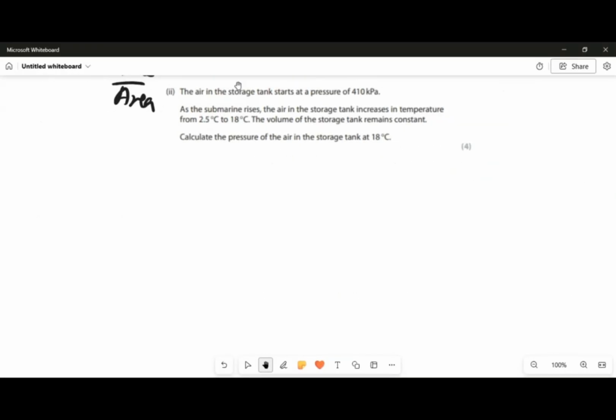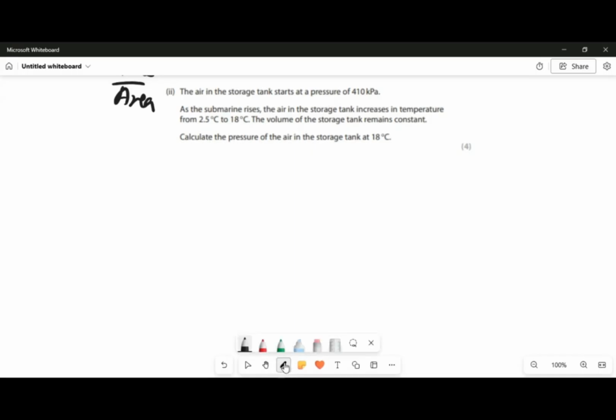The air in the storage tank starts at a pressure of 410 kilopascal. As the submarine rises, the air in the storage tank increases in temperature from 2.5 degrees Celsius to 18 degrees Celsius. The volume of the storage tank remains constant. Calculate the pressure of air in the storage tank at 18 degrees Celsius.